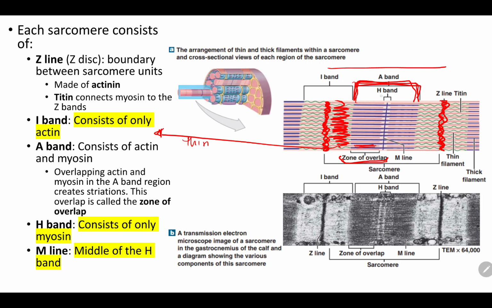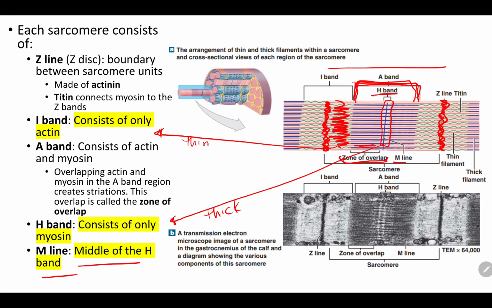But notice how in that H band right here, there's no red in there. It's only blue. Or purple, I should say. It's only purple. So the H band only consists of myosin. And again, myosin is the thick filament. Okay, so remember that. And within that H band, you see the middle of the H band. That's that M line. So think of M as in middle, right? M as in middle. So it's the middle of the H band.